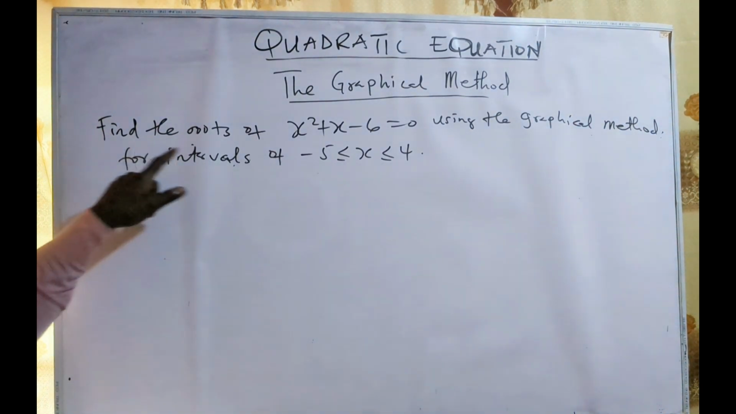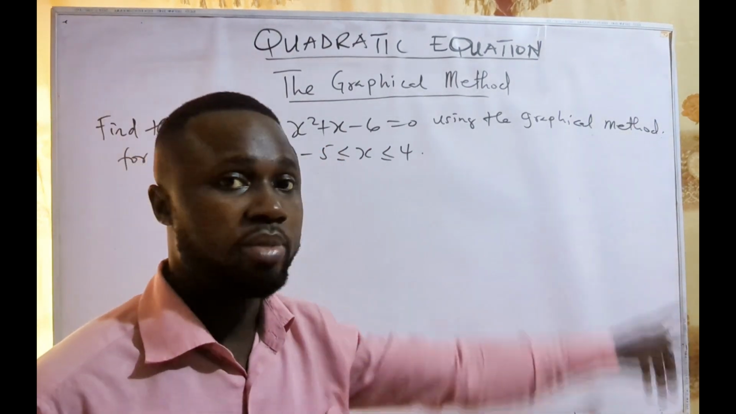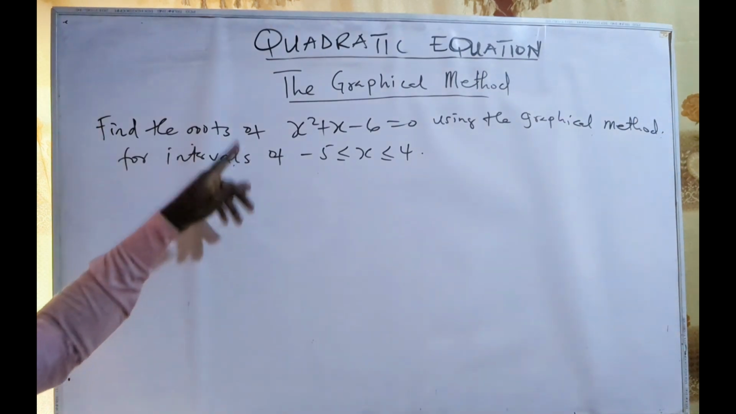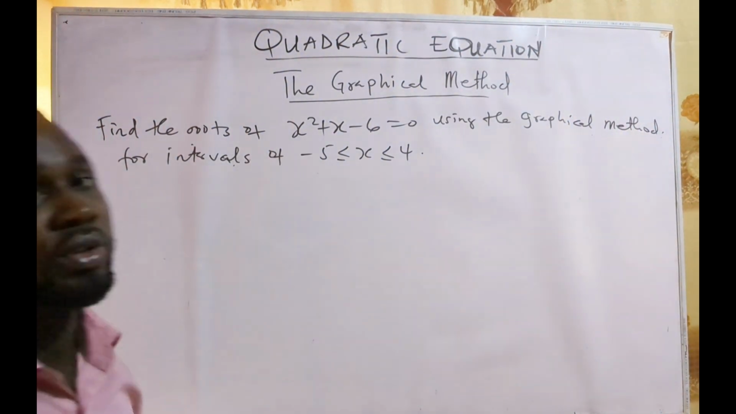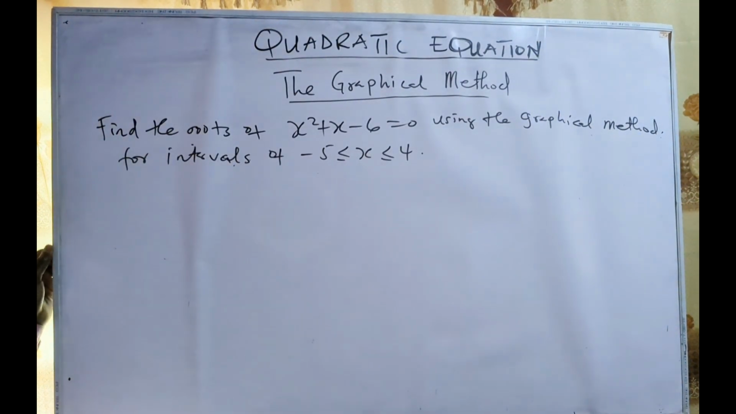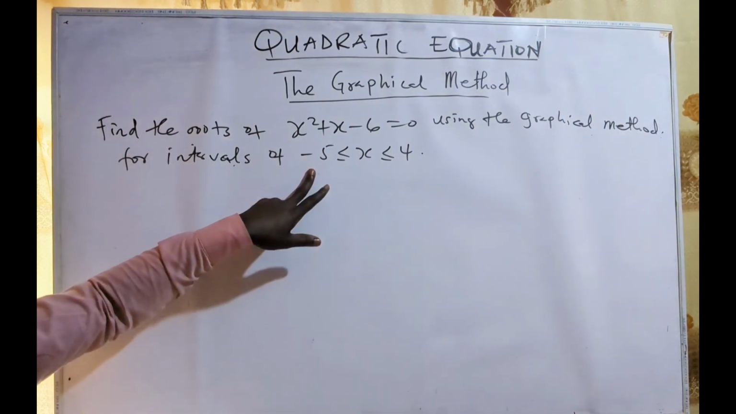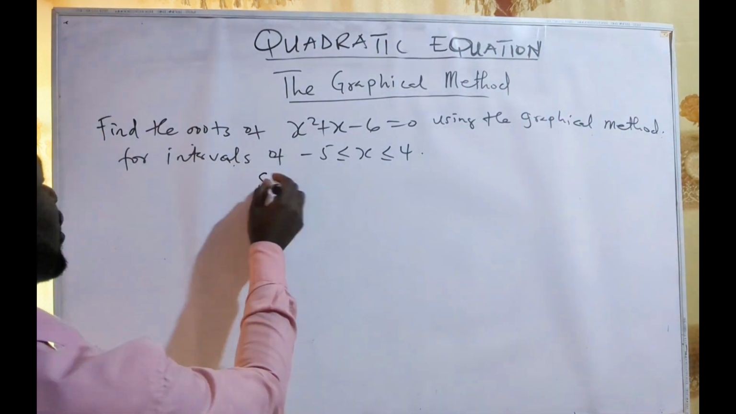Here it says find the roots of x squared plus x minus 6 equal to 0 using the graphical method, for the interval of minus 5 less than or equal to x less than or equal to 4. With the graphical method, you have to be given the interval, so that we can know the interval to use for our graph. So the interval of the x is from minus 5 to 4. Now let's go on and solve our question.